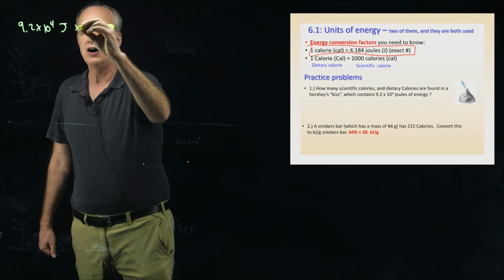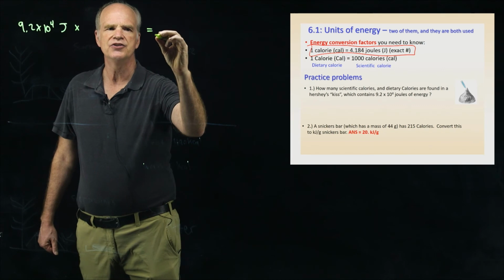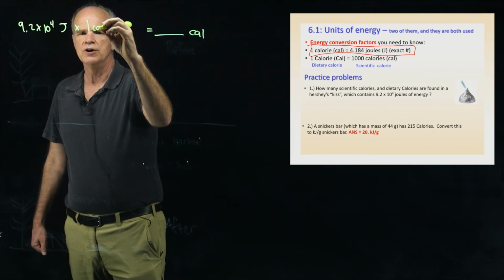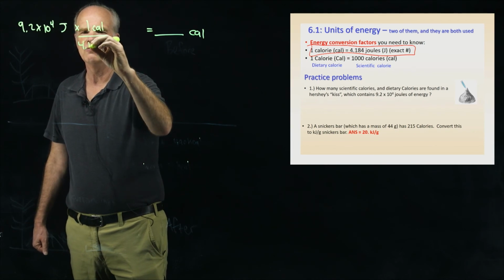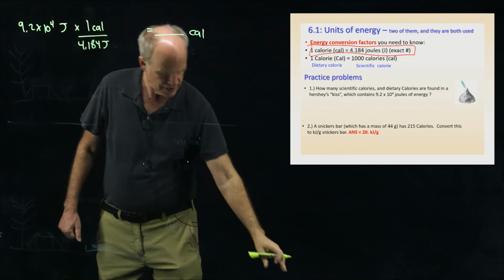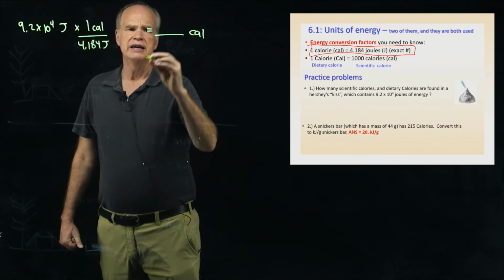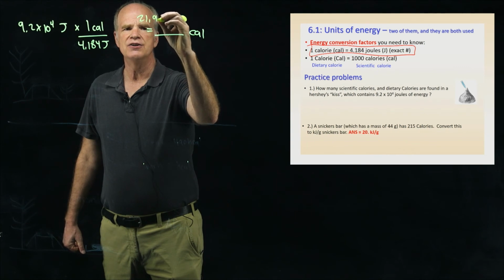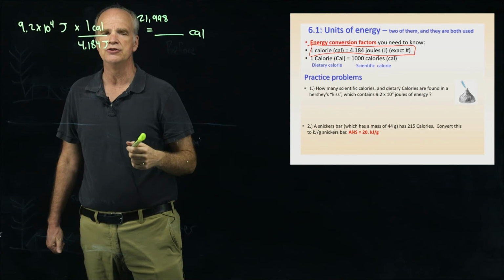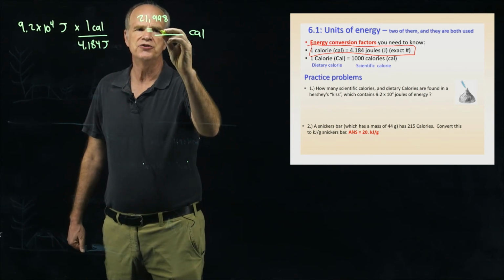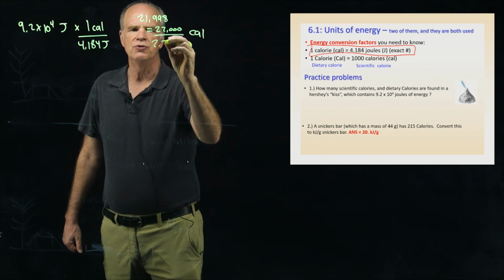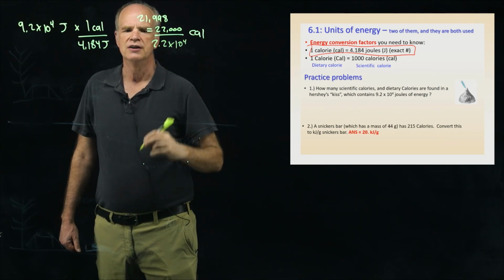But to solve, to get this into calories, all you have to do is take 1 calorie over 4.184 joules, and that should give you the answer. And I worked it out earlier on my calculator, and I got 21,998 calories, but it looks like this is going to be rounded to 2 significant figures. And so this would be just 22,000 calories, or 2.2 times 10 to the 4 calories.